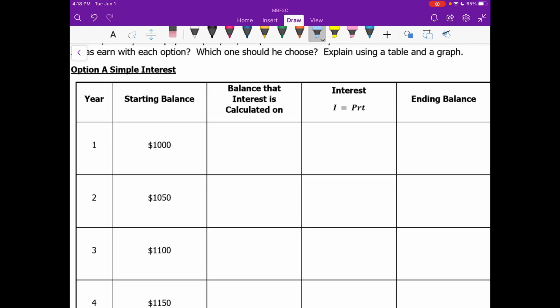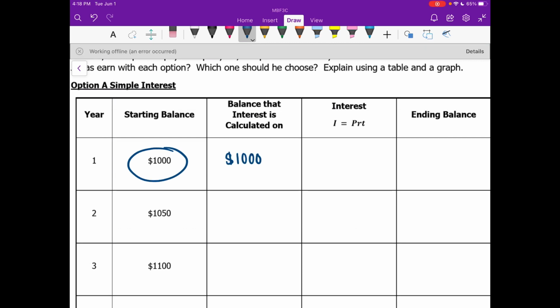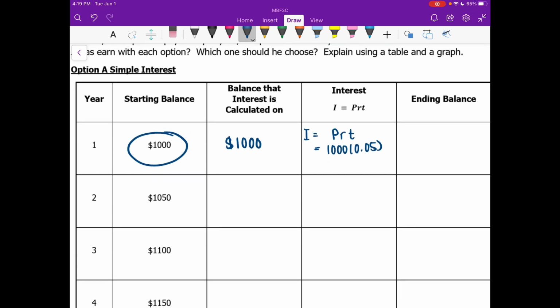Okay, so we have our starting balance. We're going to be using I equals PRT, which is what we learned with our last lesson. The balance that the interest is put on, our principal starting balance, is $1,000. So that's going to be our P value. So I is equal to 1,000 times the interest rate of 0.05, that's 5%, and the time is going to be 1 year. If I do all those calculations, I'm going to have $50 in interest.